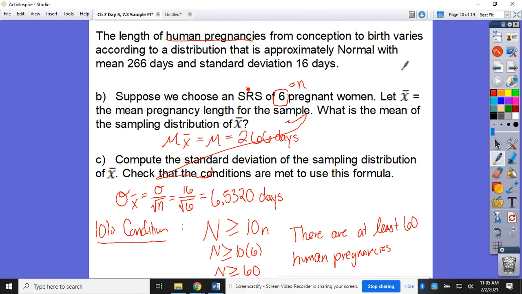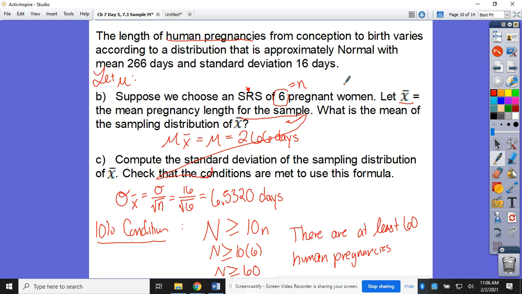For B, since it says let X bar equal the mean pregnancy length for the sample, why did you use the mean 266 if that's for the population? Okay, so usually we define that, which is for all of them, and it did the same thing that we usually do. We usually start with the more generic one, which means the other one falls in it.